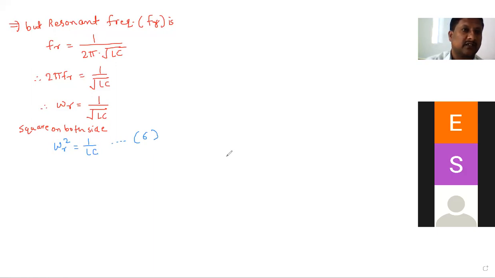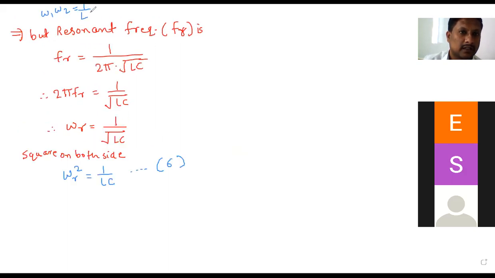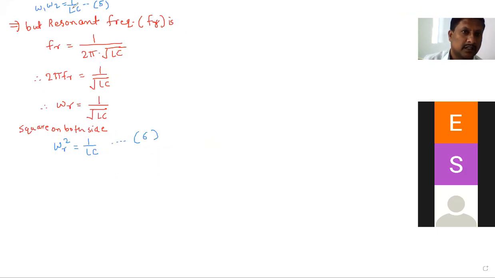So what is equation 5? I will write equation 5. Omega 1 into omega 2 is equal to 1 upon LC. So this is actually equation number 5. So compare equation 5 and 6. What you are getting? Right hand sides are same.